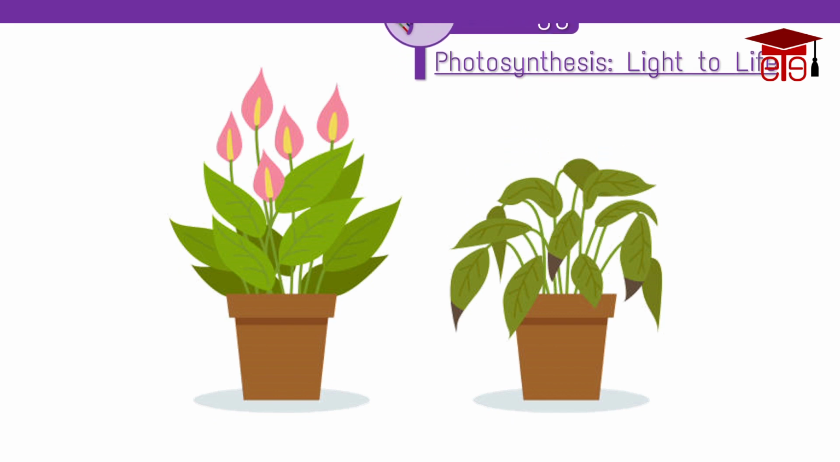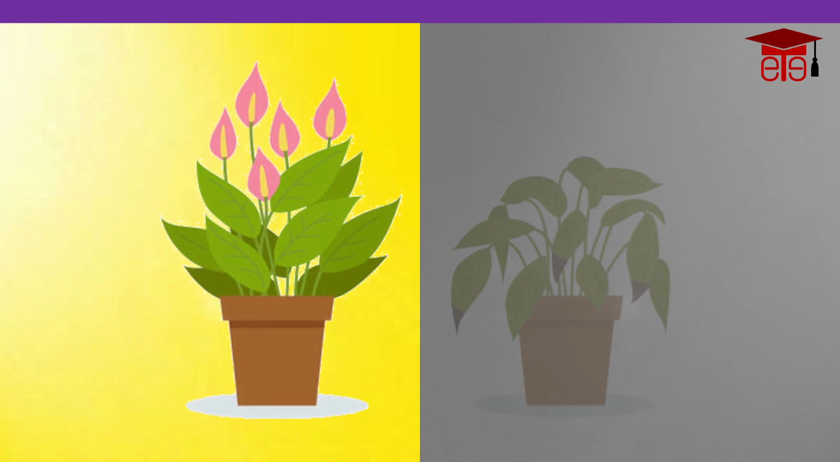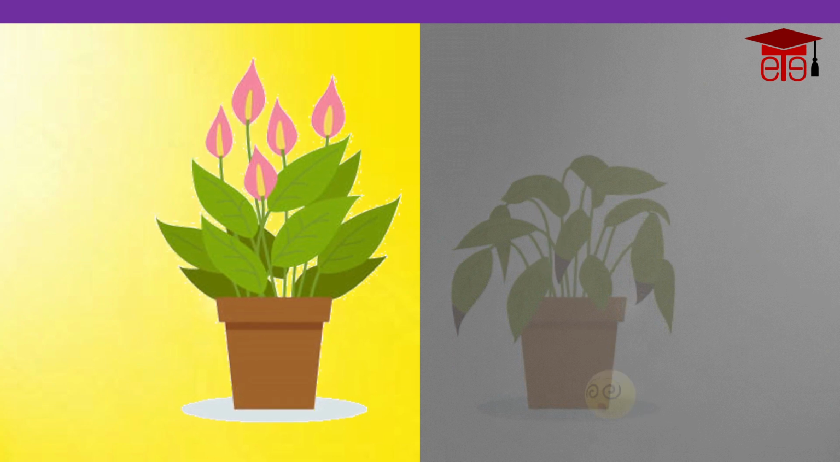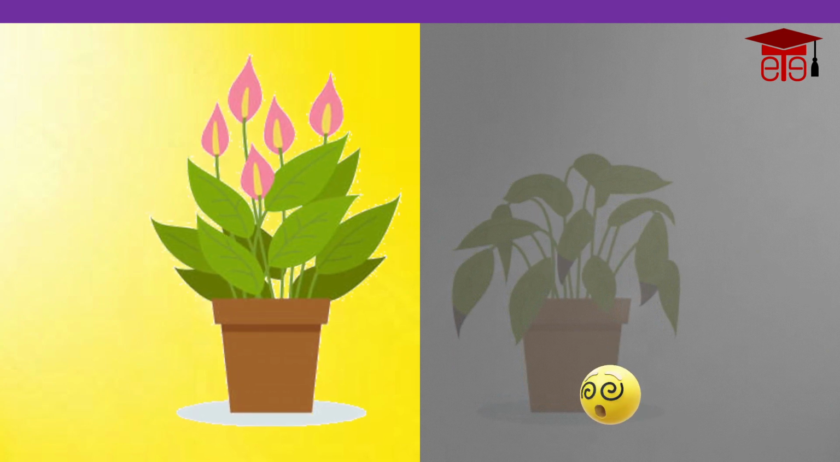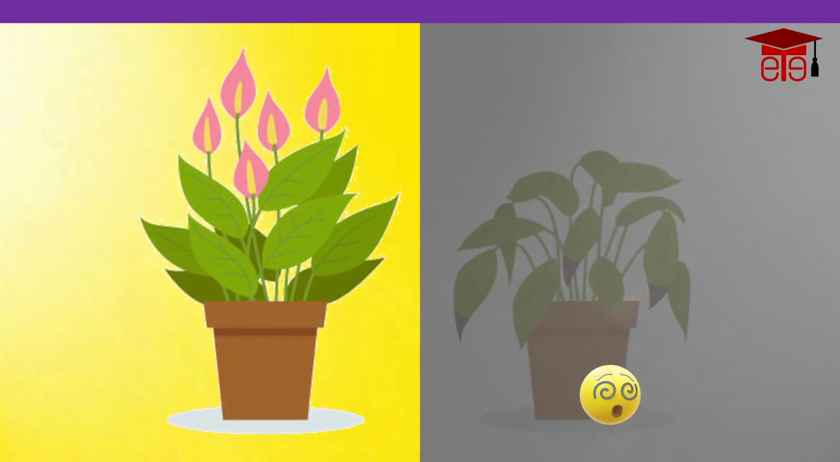Check out these two plants. The plant on the left side gets light, but the ones on the right have not had light. Most plants can't stay alive without sunlight. Now let's find out why light is important for plants.